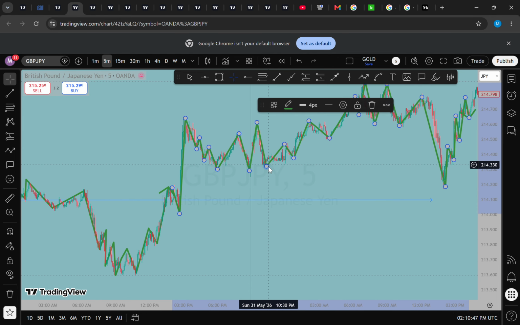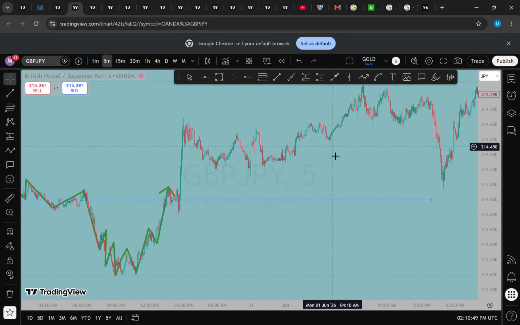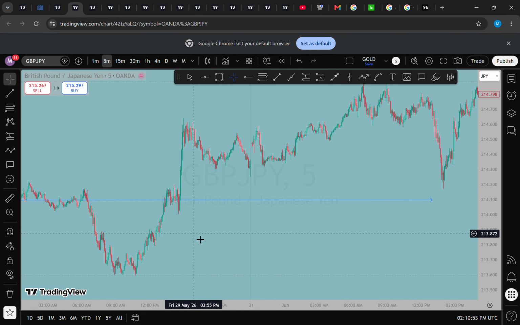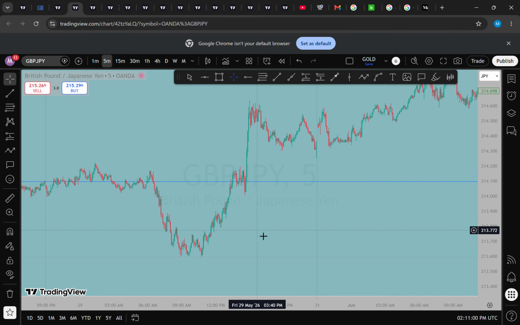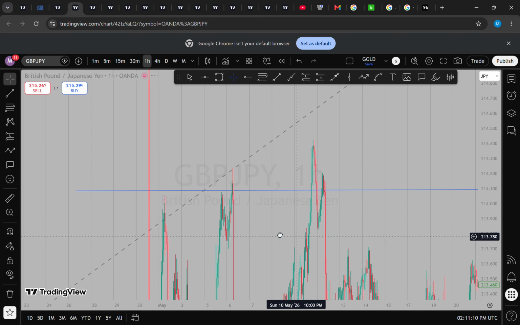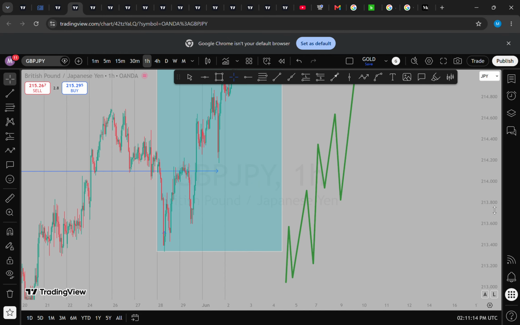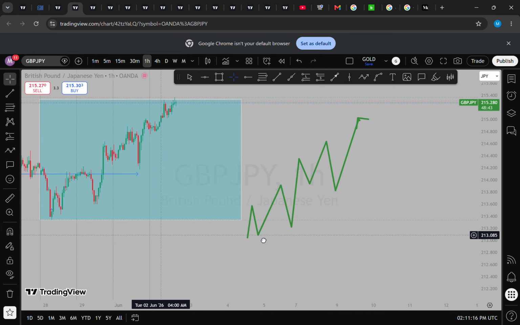So the major structure will tell you the actual range, the direction of the price, where price is coming from, and where price is going. So it's very important to identify your major structure. If you are able to identify your major structure in 1 hour, this is our major now.